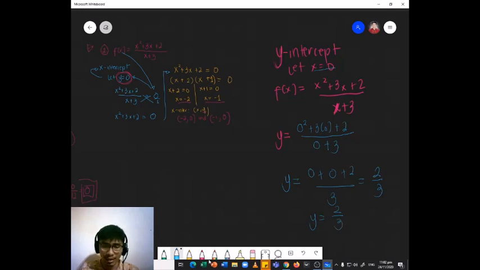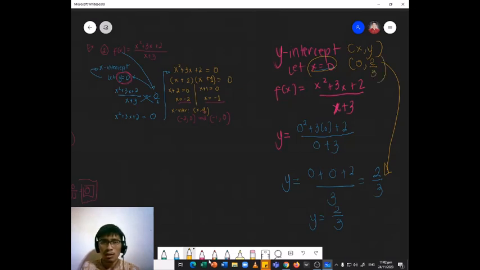What is this again? This is your y-intercept. And how do we name the y-intercept? We name the y-intercept as an ordered pair, that is x and y. What is again the x? The x here, we let it be 0, therefore that is 0. And what is the result of y? The result of y is 2 over 3.